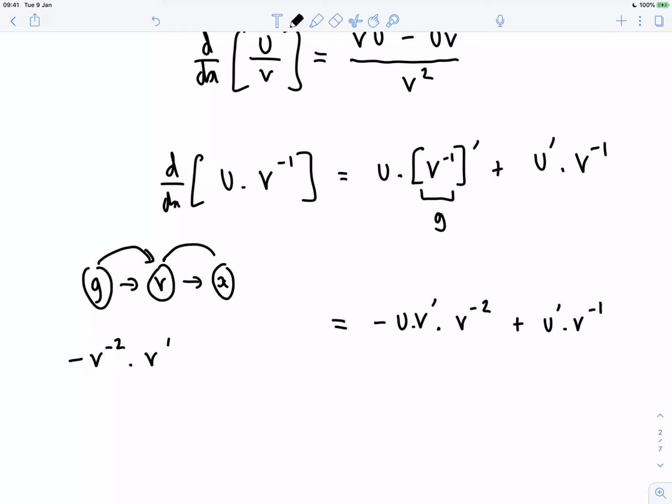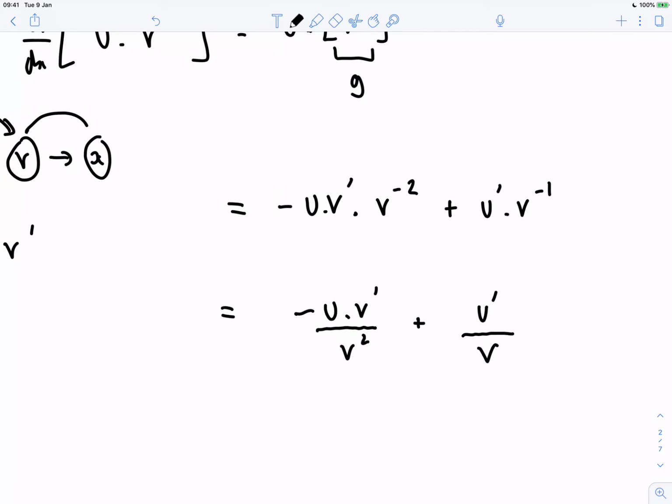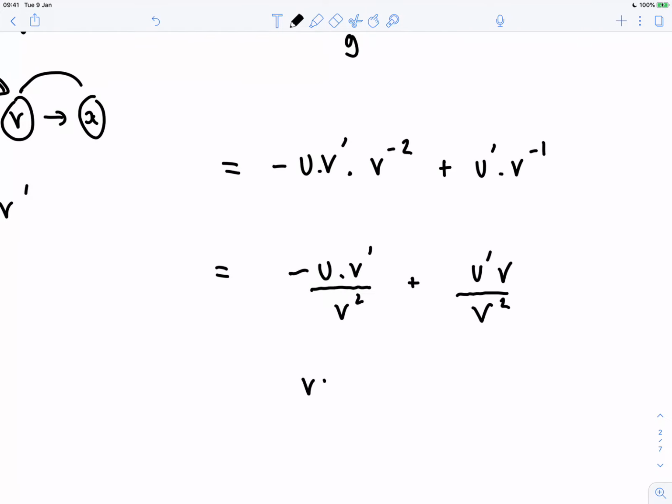So what's going to happen here? If we tidy this up, this is minus u times v dashed over v squared, plus u dashed over v. Now if I get it over a common denominator, and I times by v here and make that a v squared, then you can clearly see this is v u dashed minus u v dashed, all over v squared. And that's where it came from.